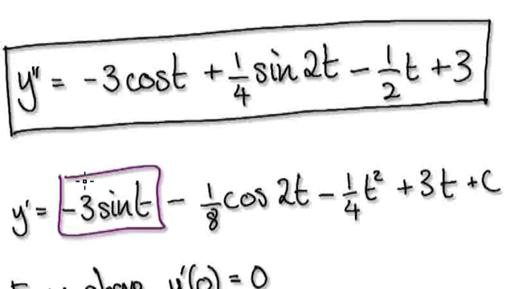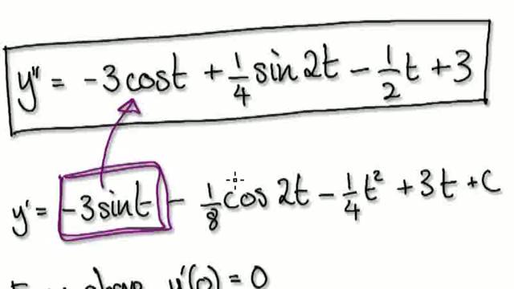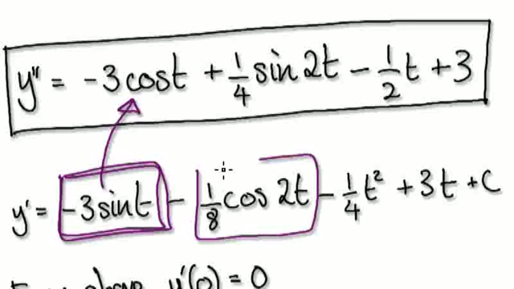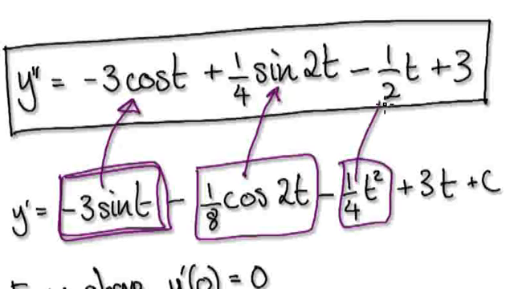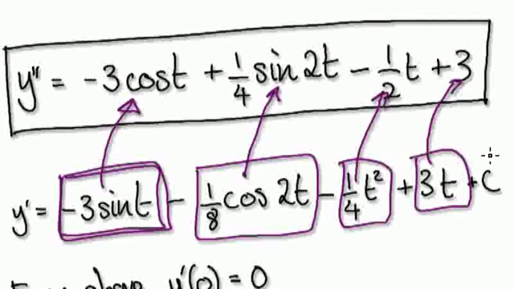If you look at this block here, if you differentiate it, it will give you this. If you look at this block here, if you differentiate this, it will give you this. If you look at this block here, differentiate it, it will give you this. If you look at this here, differentiate it, it will give you this. So we need a constant here.